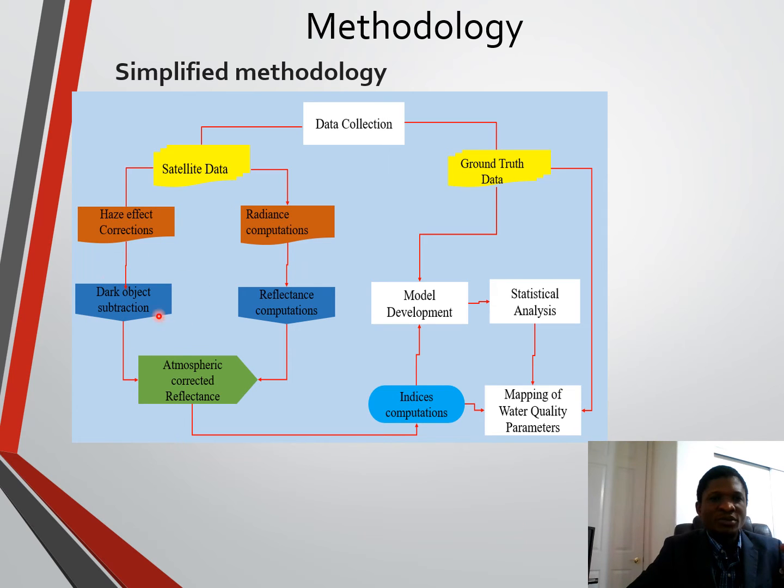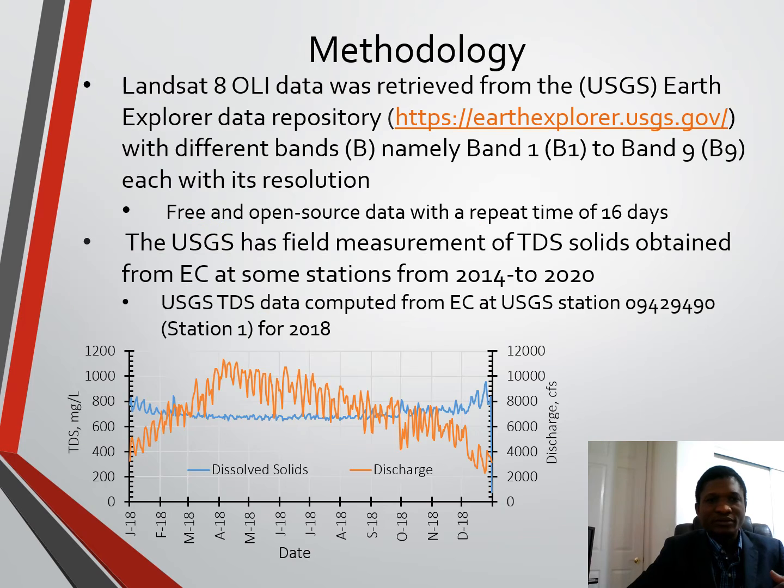So here, as we have the dark object subtraction method applied, then we have the corrected reflectance. Once that is done, we compute the indices, which are salinity indices, which is just a combination of the bands, and then we have a model being developed. Once the model is developed with the ground truth data and these indices, then we can do some statistical analysis to see the predictive power of the model, and then we map the water quality parameter, here TDS, in the river.